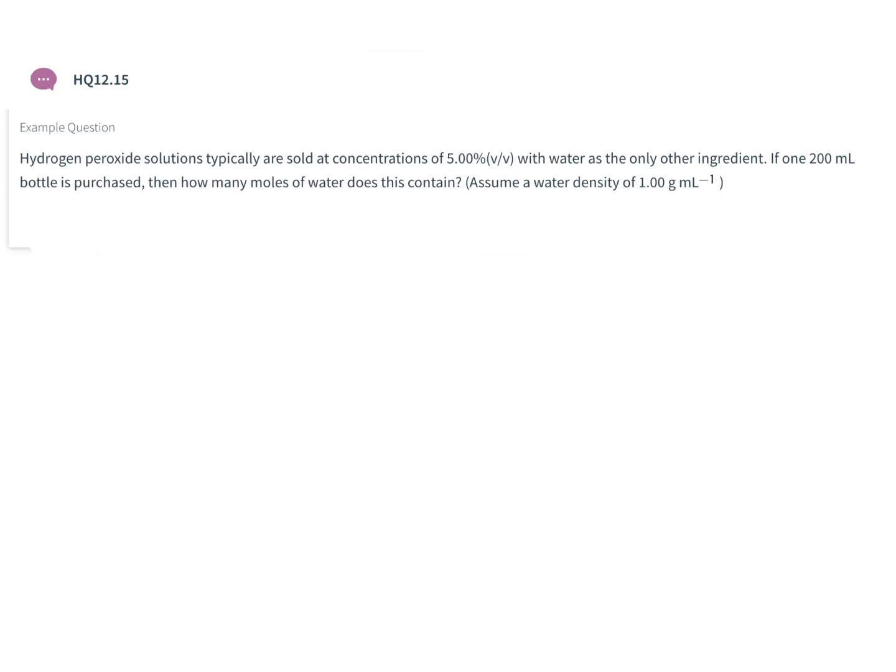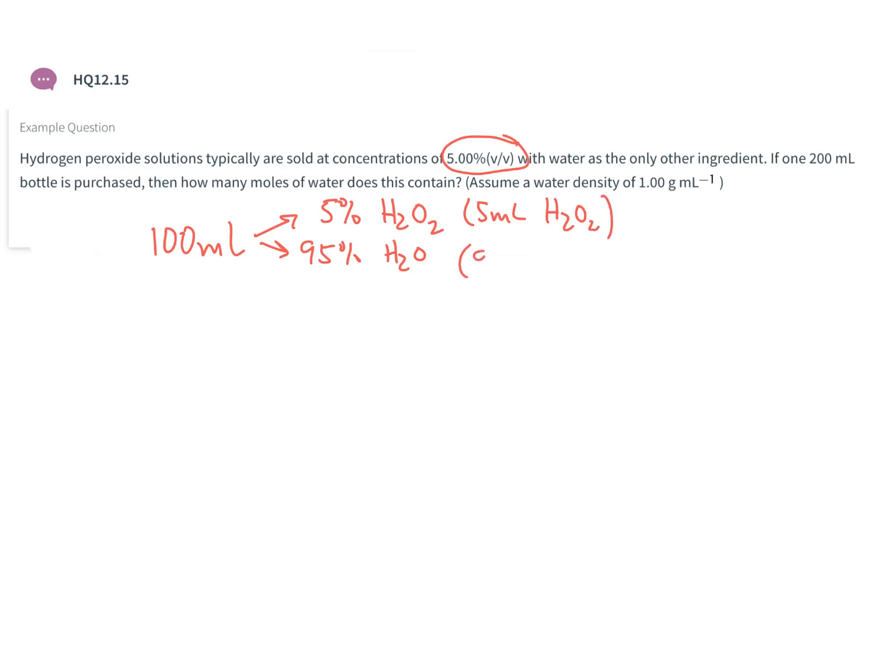So a 5% volume by volume solution means that of every 100 milliliters of that solution, 5% is hydrogen peroxide, which means that 95% would be water. So of this 100 milliliters, that means I'd have about 5 milliliters of hydrogen peroxide, and I'd have about 95 milliliters of water.